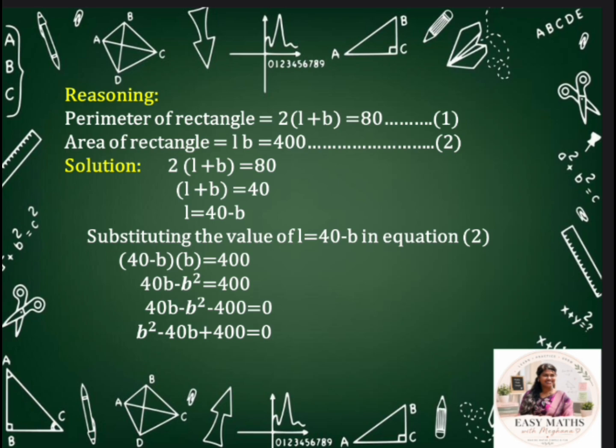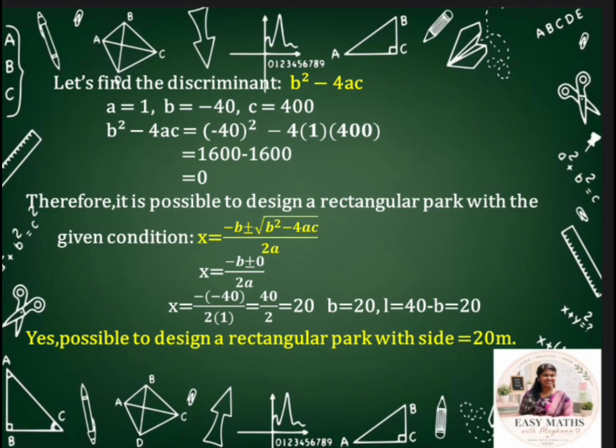If I multiply, I will write 40B minus B square is equal to 400. If I shift 400 to the LHS, I can write 40B minus B square minus 400 is equal to 0. To convert it into the form of ax square plus bx plus c is equal to 0, I can write B square minus 40B plus 400 is equal to 0.